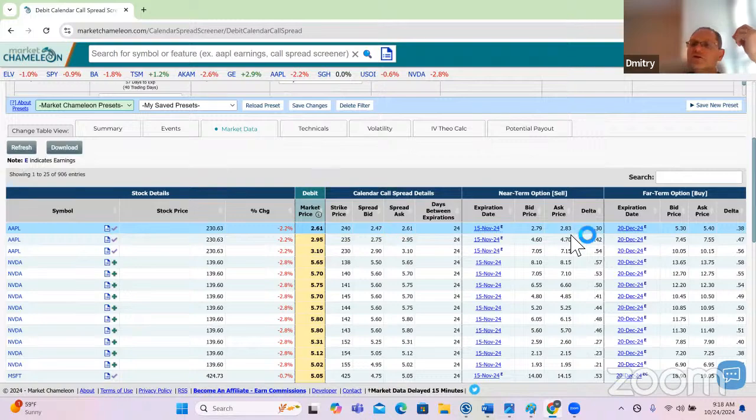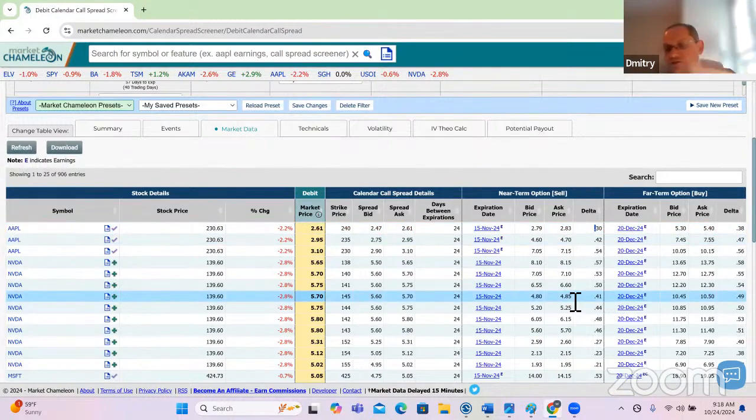And then you have the individual options. So this is November 15th, the market's 279, 283. And you have the December 20th, the market's 530, 540. And this is the delta of the option. One is 30, one is 38. Okay, so that's part of the market data.